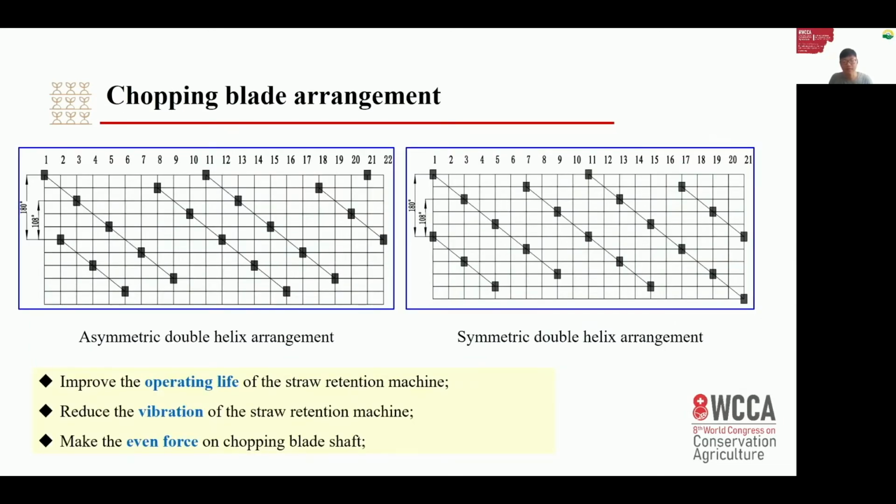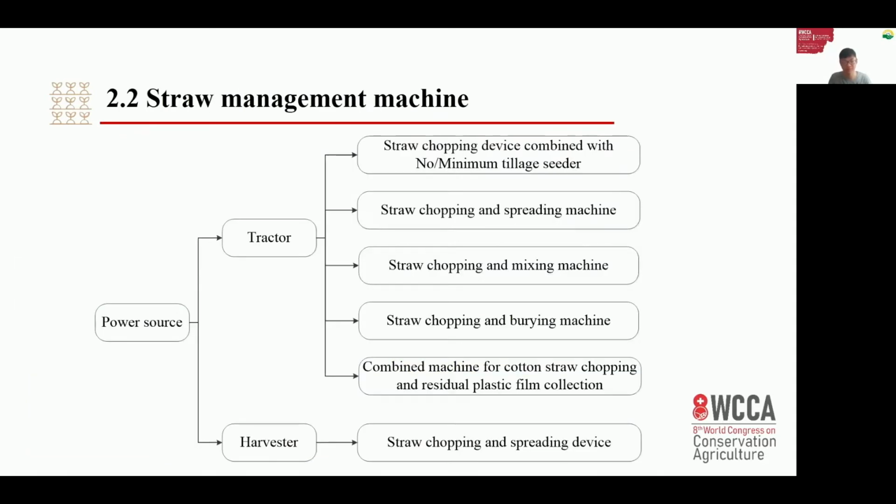The rotation speed of the chopping blade is always larger than 1800 RPM, so the arrangement of the chopping blade on the shaft is very important. The asymmetric and symmetric double helix arrangements are always used in China. Those can improve operating life, reduce the vibration of the machine, and make the force even on the chopping blade shaft. The straw management machine is divided into powered by tractor and harvester according to the power source.